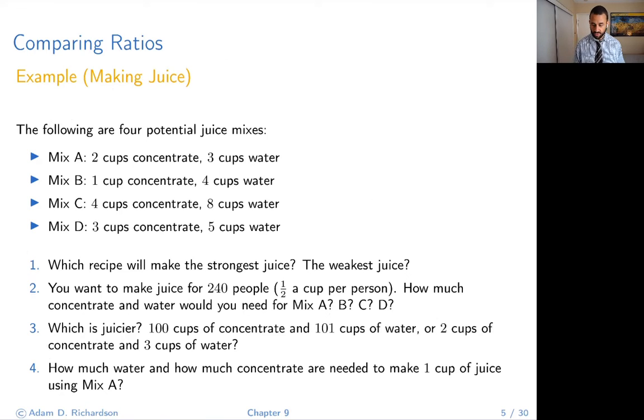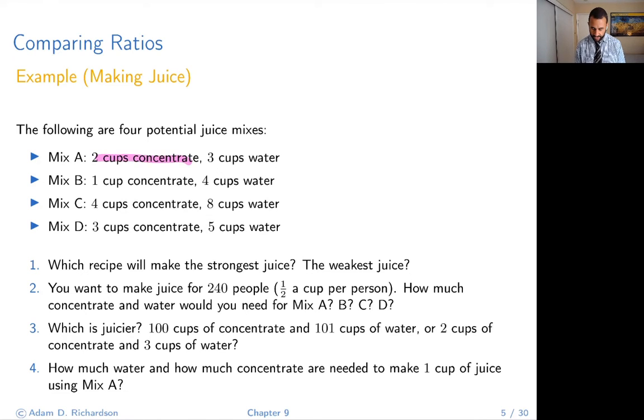If you want to be a really great chef or even just a good cook, you need to be able to scale recipes up and down. You know what I mean? So let's think about this for a minute. We're going to answer some of these questions and then I'll leave the rest for you to do on your own. Here are four potential juice mixes: mix A, B, C, and D.